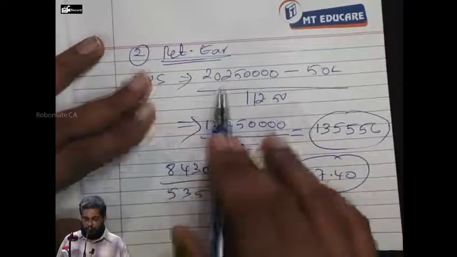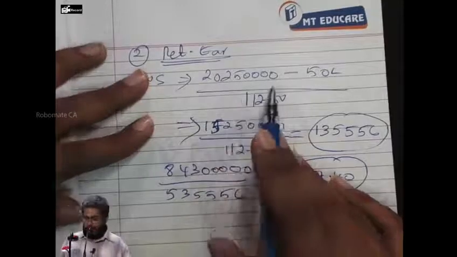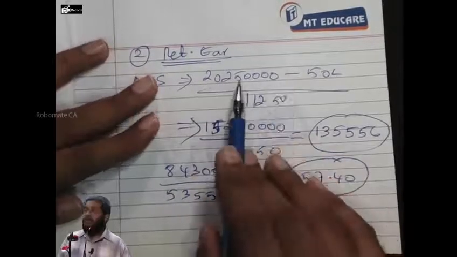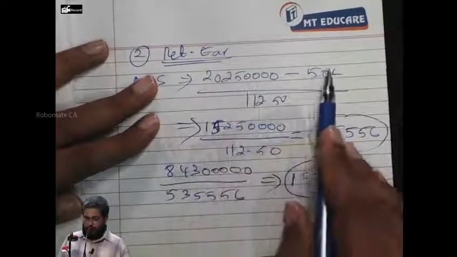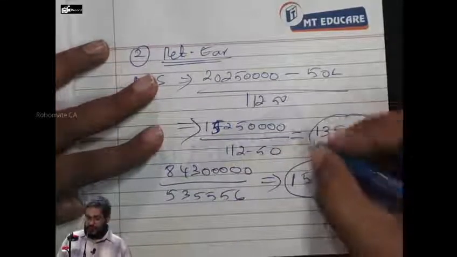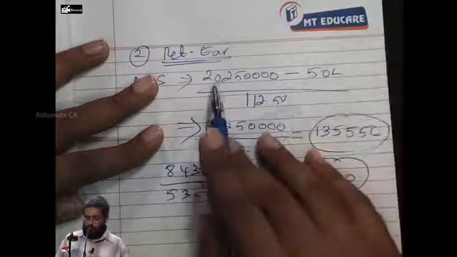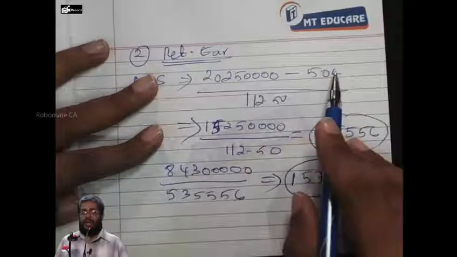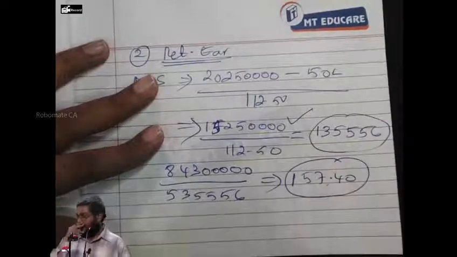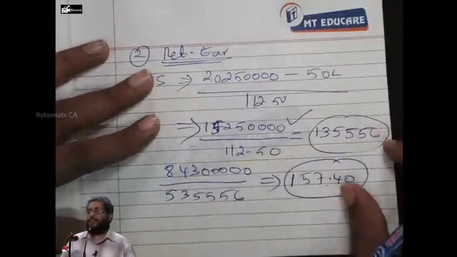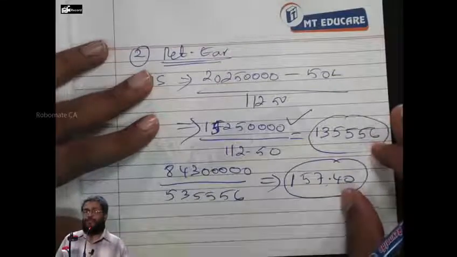Rights issue amount is equal to, write one by another. Rights issue amount is equal to, so issue 2 crore 2,50,000? No. 2 crore 2,50,000 minus 50 lakhs. What is the rights issue amount? 1 crore 52 lakh 50,000.